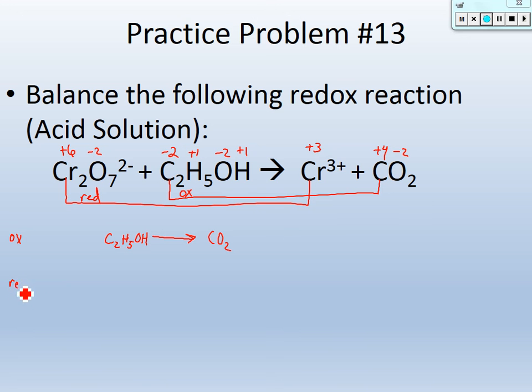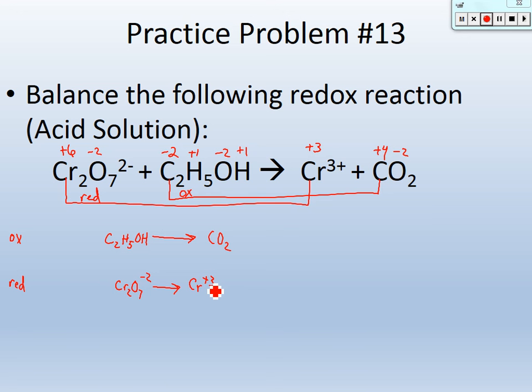Okay, let's write our reduction part. We have to write all of it again. Cr2O7 with a -2 charge. And that goes to Cr plus 3. Okay. Step 1 is now done. We've written the half reactions. Let's go to step 2.